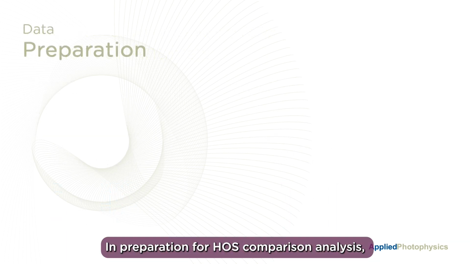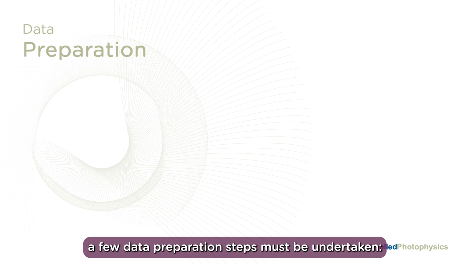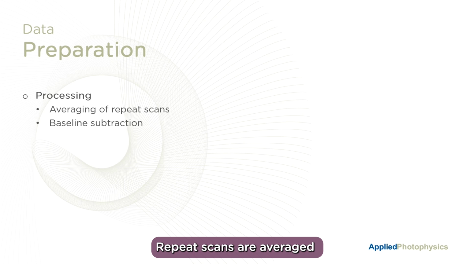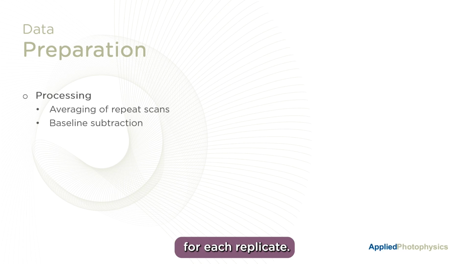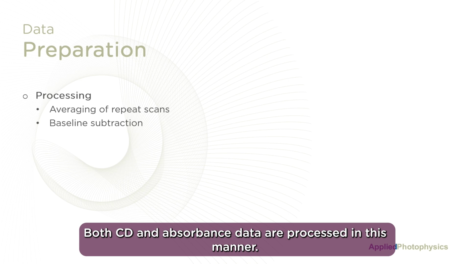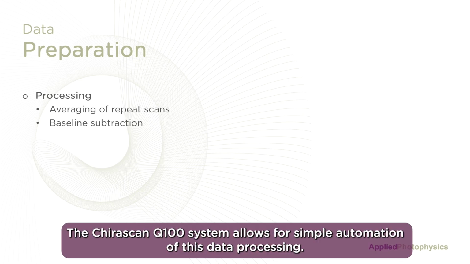In preparation for HOS comparison analysis, a few data preparation steps must be undertaken. Repeat scans are averaged and baseline subtracted using the corresponding buffer blank for each replicate. Both CD and absorbance data are processed in this manner. The Chiroscan Q100 system allows for simple automation of this data processing.